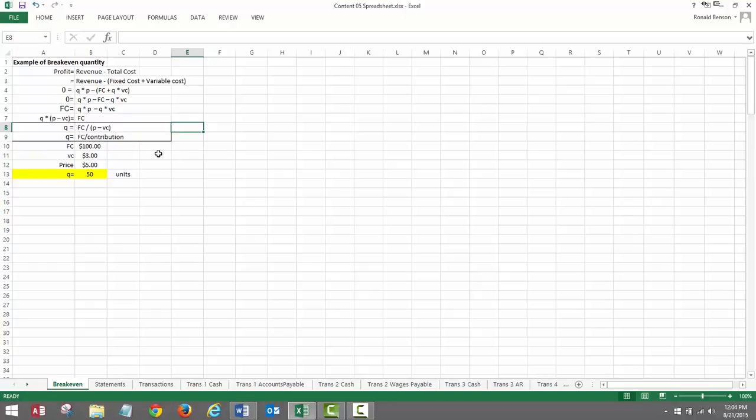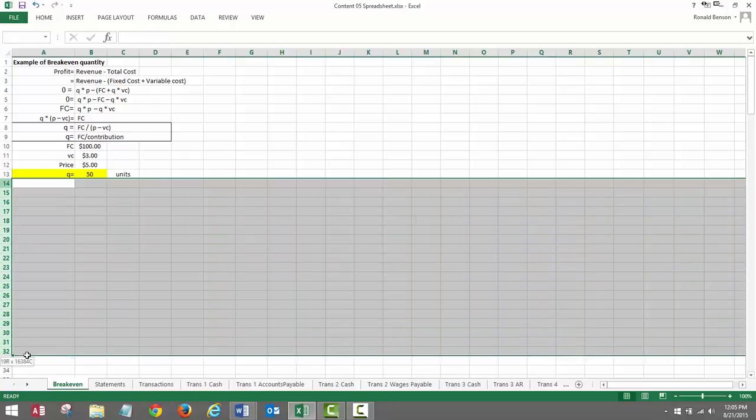Let's look at an example. In this case, our price was $5 and the variable cost is $3, so the contribution is $2. Each unit that's sold will contribute $2 to covering the fixed cost of 100. So fixed cost of 100 divided by 2 is 50 units. Or put in this equation, B10 is the fixed cost right here. B12 is the price. B11 is the variable cost. And you end up with 50 units.